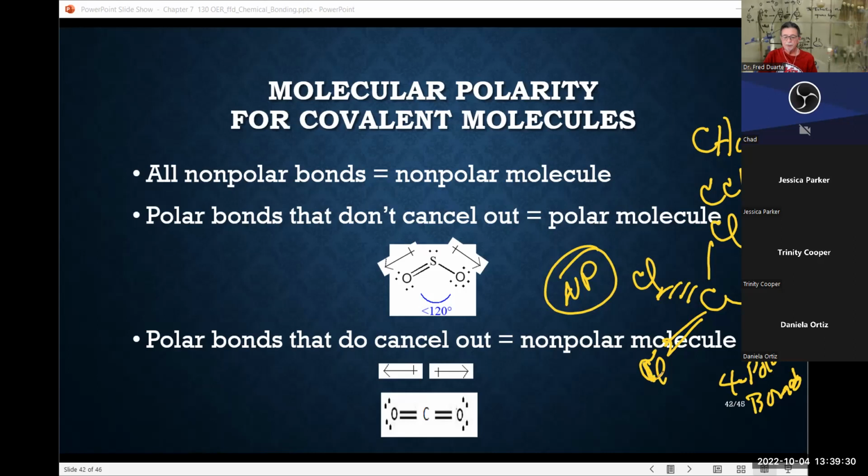Now, if I replace one of those chlorides with a hydrogen, what's happened is I go back to a polar molecule, because the 3 polar bonds don't cancel each other out. You've got 1 nonpolar bond and 3 polar bonds, which results in a polar species. Okay. All right.